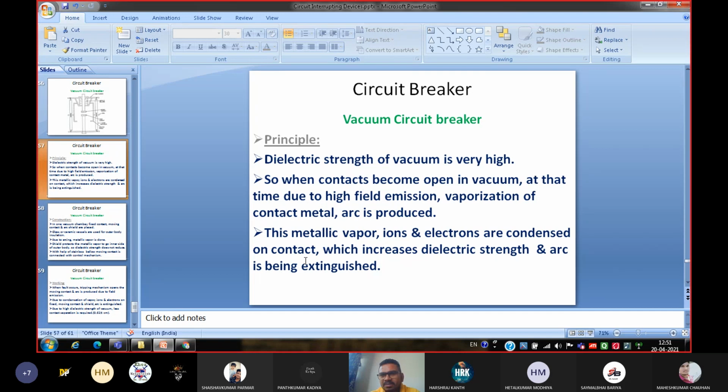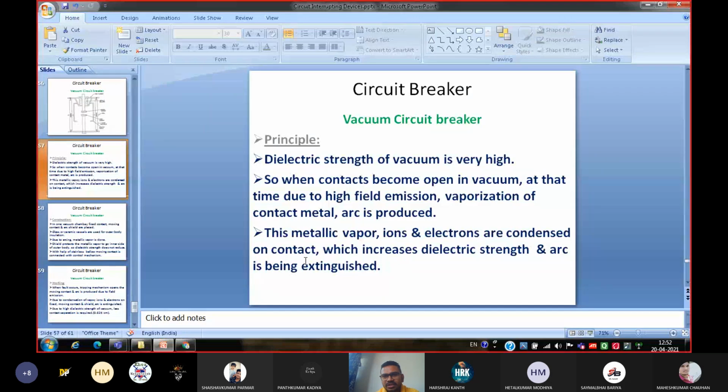Okay, so when contacts become separated, at that time high field emission occurs, and due to it vaporization of contact metal occurs and an arc is generated. What happens? The high fault current is passing through the contacts, and we are separating these contacts in the vacuum. At that time the high field emission occurs, and due to it the vaporization of contact metal occurs and an arc is produced.